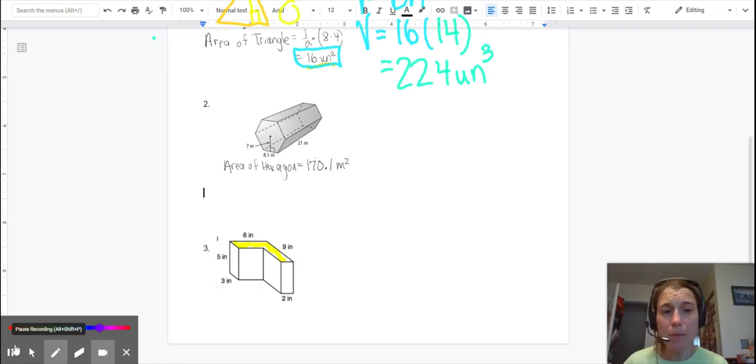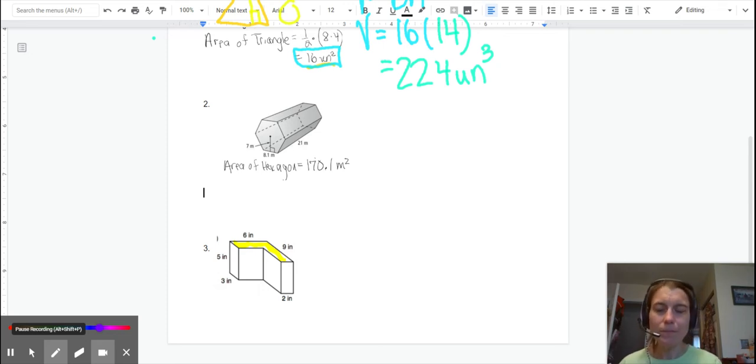So for our next shape they're finding the volume of, this one looks a little different. It's a hexagonal prism. But you don't have to worry because in this problem, they're already telling you what the area of the hexagon is. So you don't have to really calculate that. You just need to find the volume.